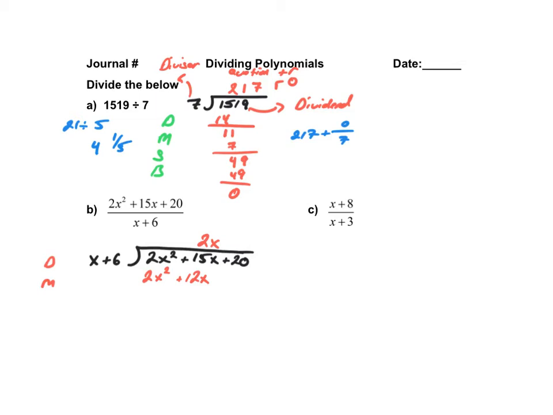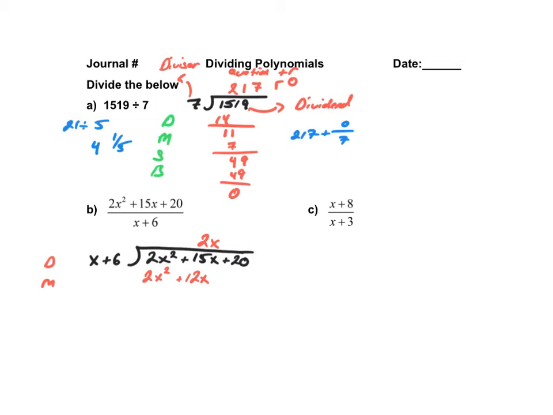Why is it 2x above the 15x? Because when I add, subtract, multiply and divide with polynomials, it helps to keep them lined up so you're combining like terms. It's a little easier to see. Yep. Doesn't necessarily have to be, but then it can get a little ugly.